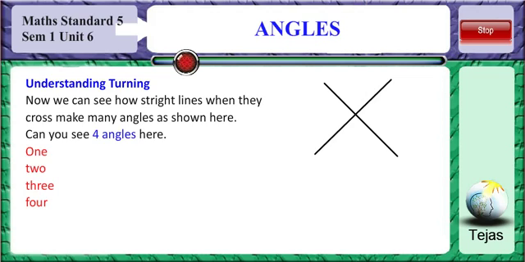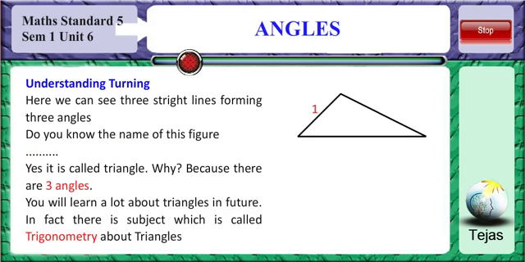Can you see 4 angles here? 1, 2, 3, 4. Here we can see 3 straight lines forming 3 angles. Do you know what this figure is called? Yes, it is called a triangle. Why? Because there are 3 angles. Tri means 3. You will learn a lot more about triangles in future. In fact, there is a subject called trigonometry about triangles.